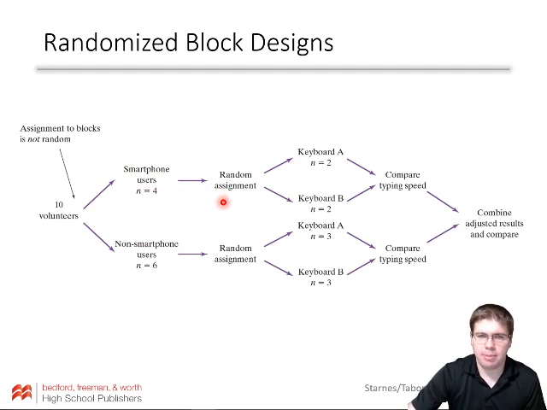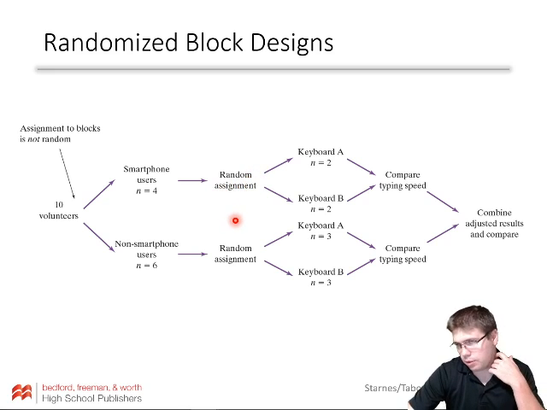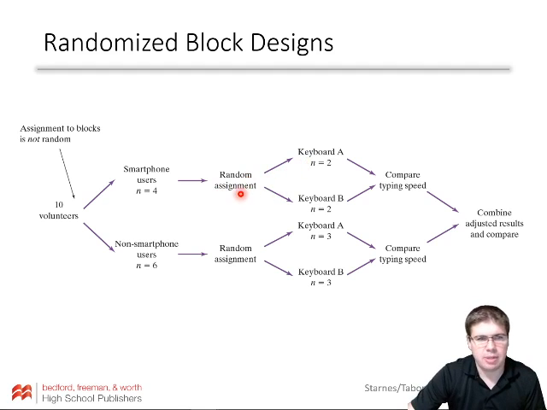Once we have them in their blocks, we split the blocks up, and we could have more than 2 treatments, but here we have 2 treatments. Of the 4, 2 got keyboard A and 2 got keyboard B, and then we would compare within those. Of the 6, 3 got keyboard A and 3 got keyboard B. So here we're comparing smartphone users on treatment A and treatment B.